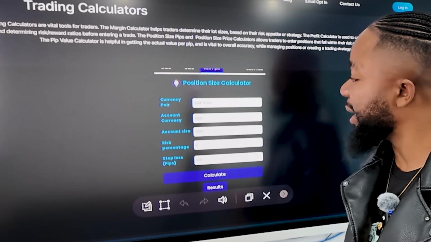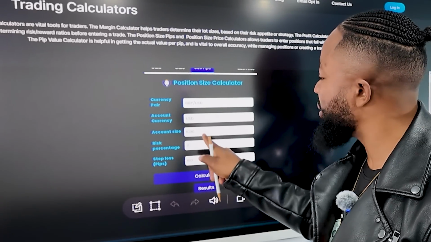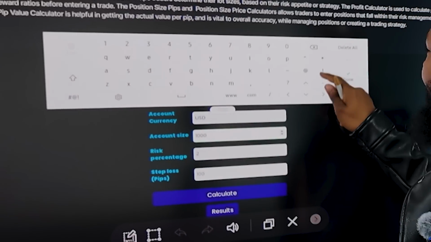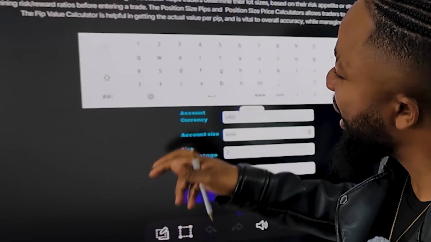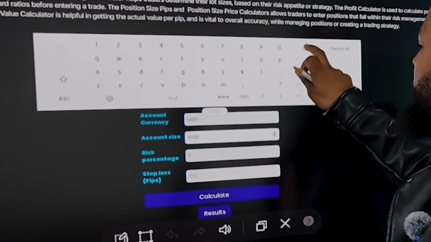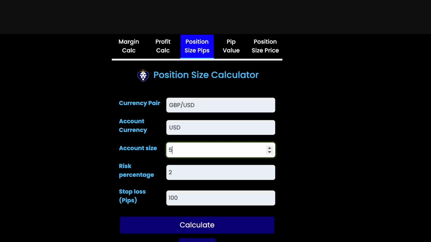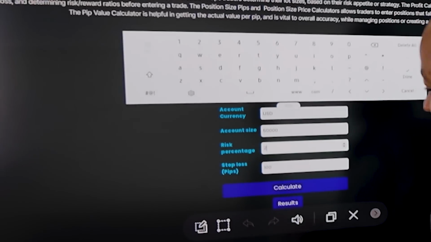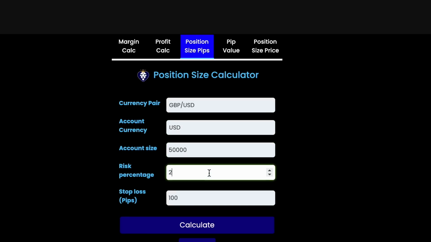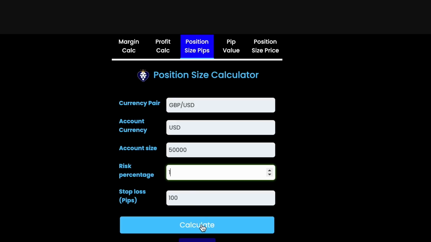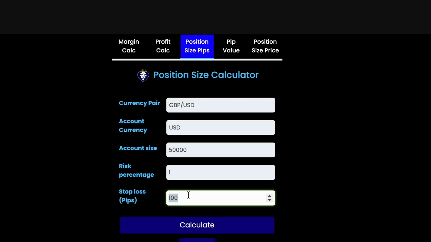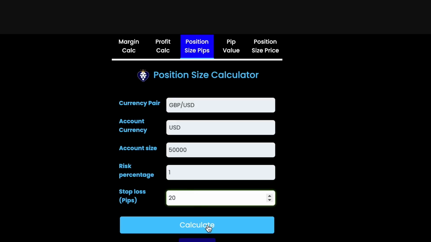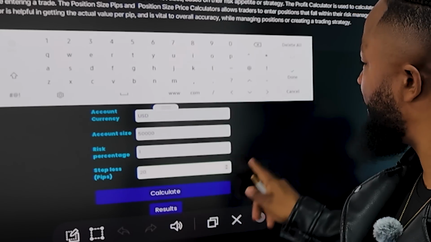The account currency is USD. And account size, remember we already spoke about our account size, and we said let's assume we have 50,000. Yes, 50,000. Then risk per trade, you click this drop down, and we want to only risk 1% of our account in one trade. And then stop loss in pips. What's our stop loss in pips again? 20 pips. We want to only risk 20 pips on that particular trade.